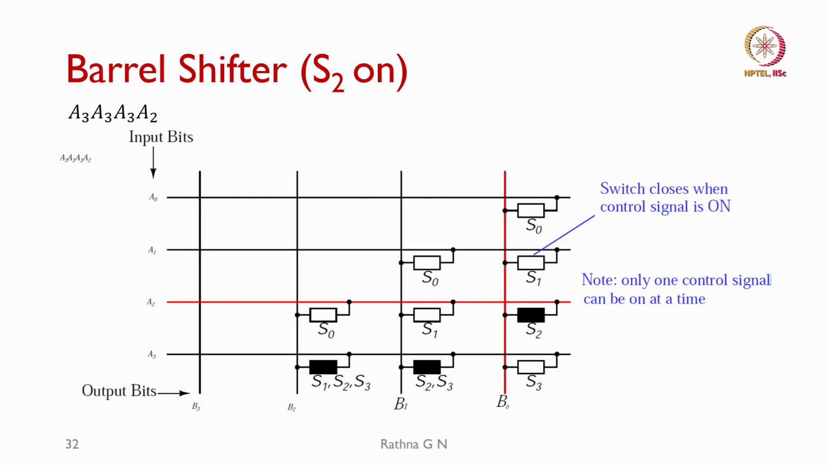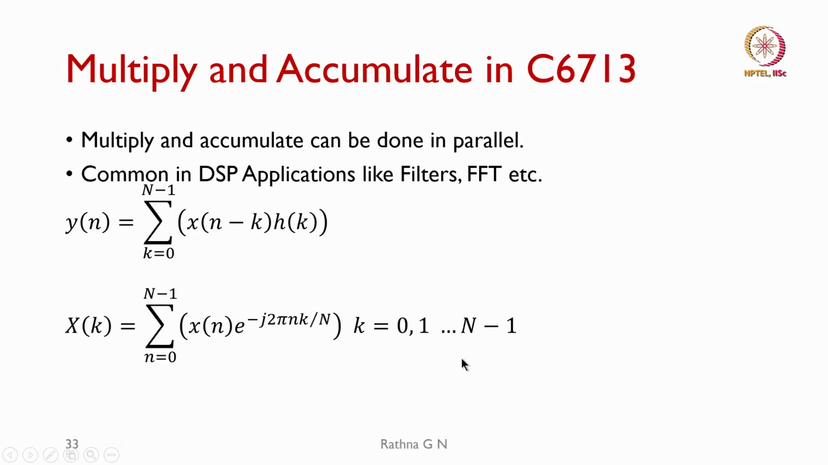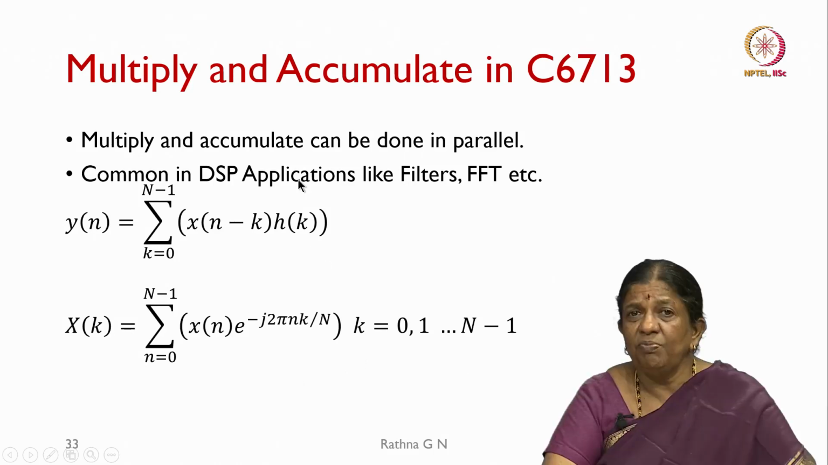So, either you can push the 0 into the first LSB bit, or you can push the carry, or the last MSB, into your LSB bit. So, you can try how you can implement this using the barrel shifter. Now, we said multiply and accumulate is what we needed; how is it going to be represented in 6713?